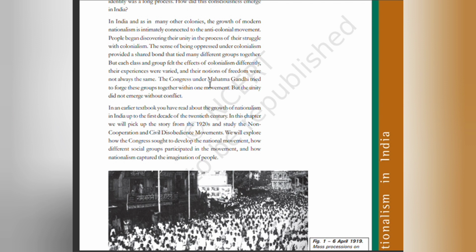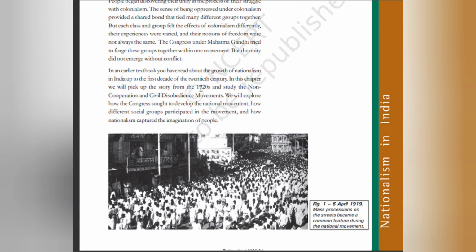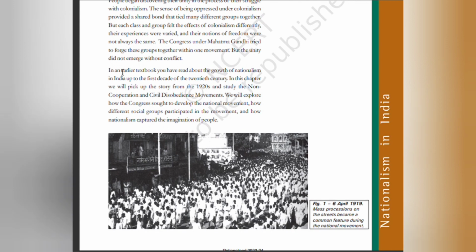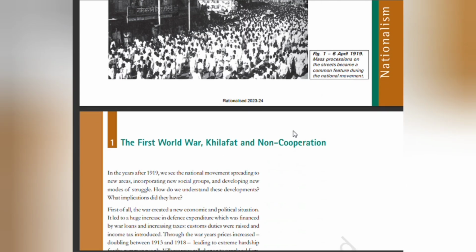The Congress under Mahatma Gandhi tried to forge the groups together within one movement, but the unity did not emerge without conflict. In an earlier textbook, you have read about the growth of nationalism in India up to the first decade of the 20th century. In this chapter, we will pick up the story from the 1920s and study the non-cooperation and civil disobedience movement. We will explore how the Congress sought to develop the national movement, how different social groups participated in the movement, and how nationalism captured the imagination of people.